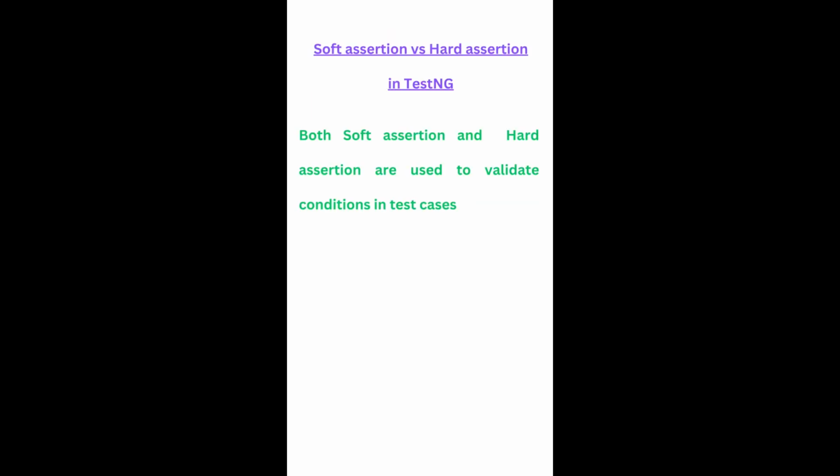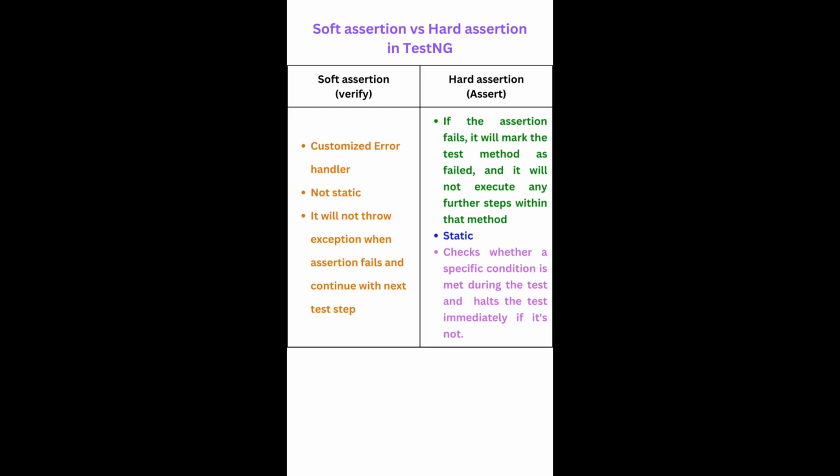Soft assertion versus hard assertion in TestNG. Both soft assertion and hard assertion are used to validate conditions in test cases. Let us see some of the differences between the soft assertion and hard assertion. Soft assertion or verify is a customized error handler. It is not a static method. It will not throw exception when assertion fails and continue with next test step.